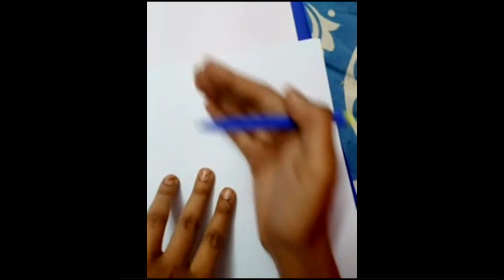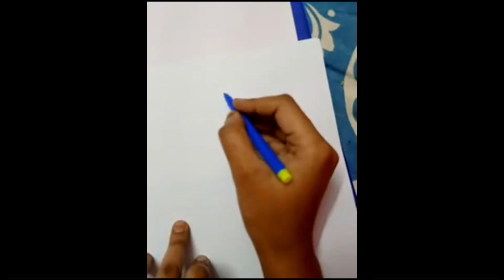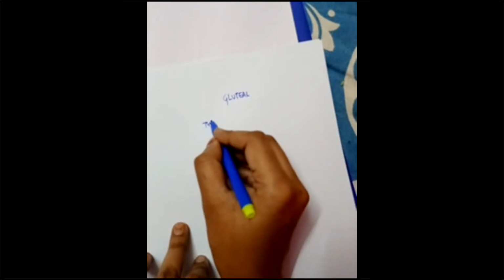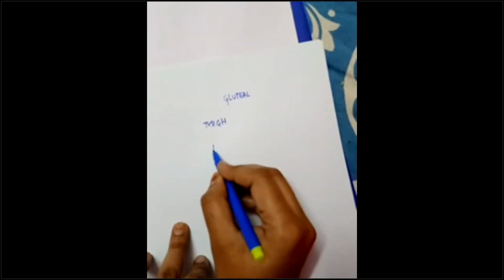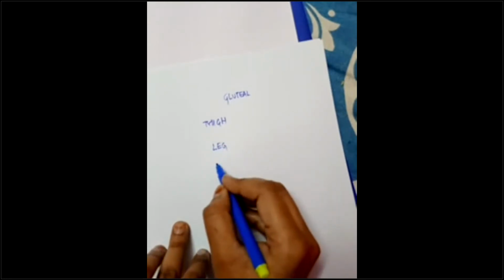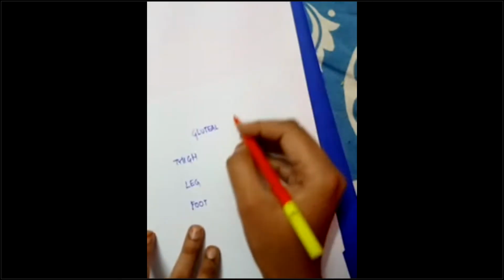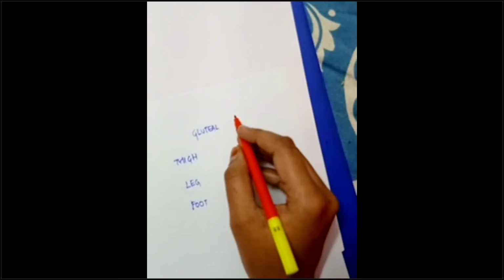Okay. Now we will move as we did in the upper limb. Now we will move station wise in our lower limb. First, we will go to our gluteal region. Then we will move to our thigh region. Then we will move to our leg region. Then we'll move to our foot. Okay, done. So in the gluteal region, you have the gluteal main muscles.